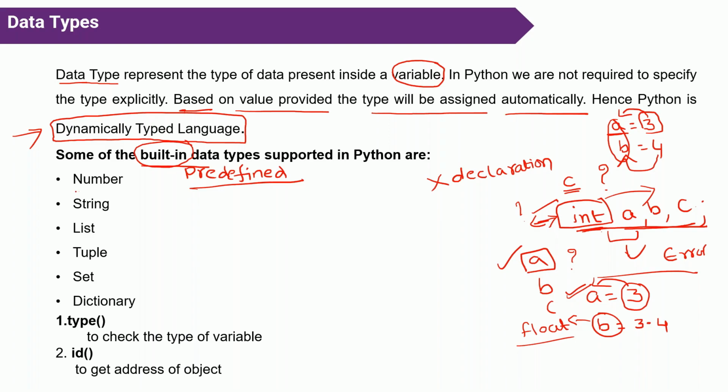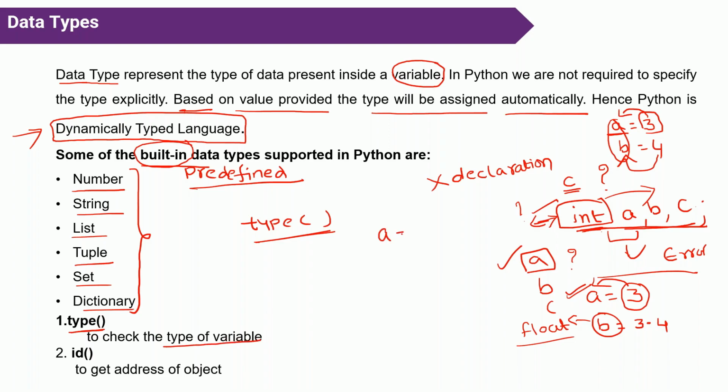So these are some of the built-in data types: number, string, list, tuple, set, dictionary. Before going to this one, we are mainly using two functions. The first function name is type. Type of is a function which is used to check the type of a variable.